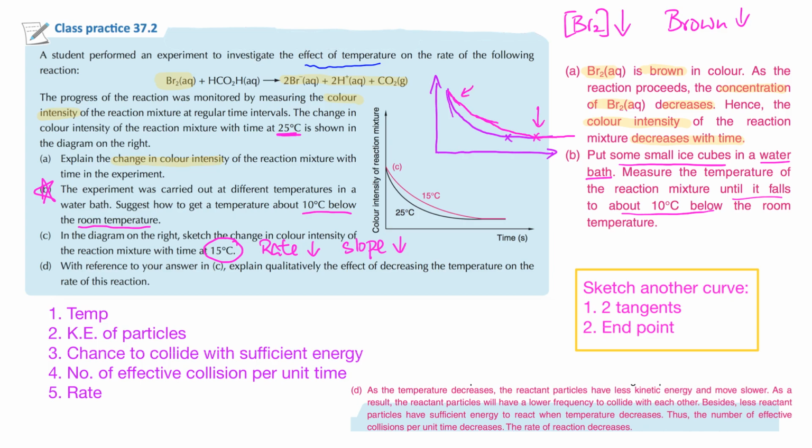So finally, part D, with reference to your answer in C, explain quantitatively the effect of decreasing temperature on the rate. So we're going to explain why when temperature decreases, the rate will decrease. So basically, like what we have mentioned, temperature decrease, the kinetic energy of particles decrease, then the chances to collide with sufficient energy will also decrease. So therefore, you have less number of effective collisions per unit time. As a result, the rate will then be decreased. So more or less, you can find these descriptions in the answer to part D.